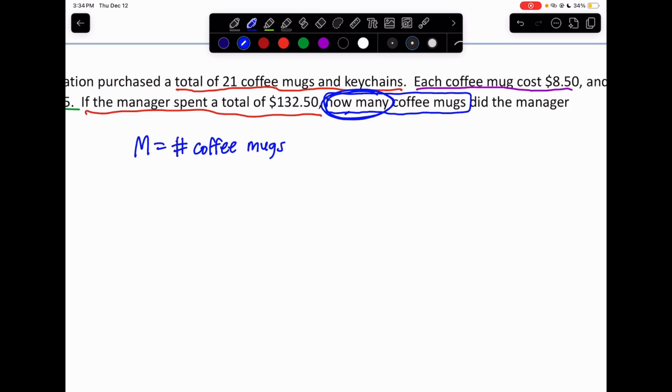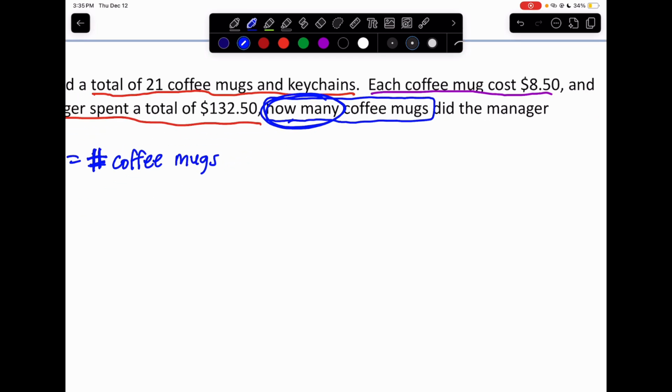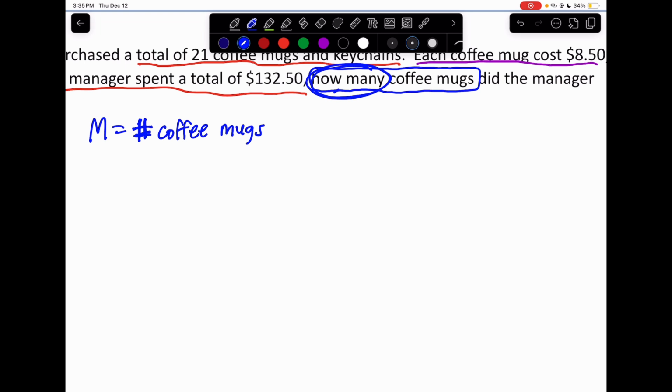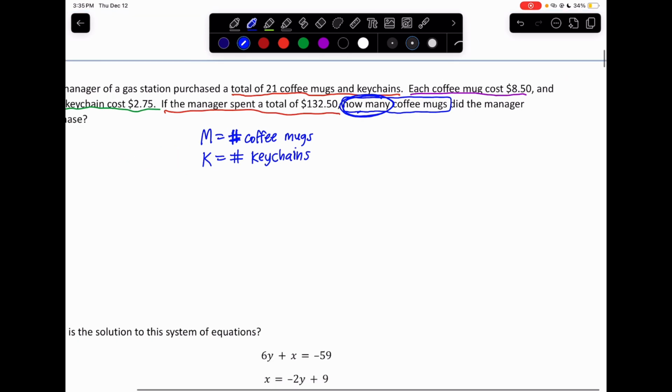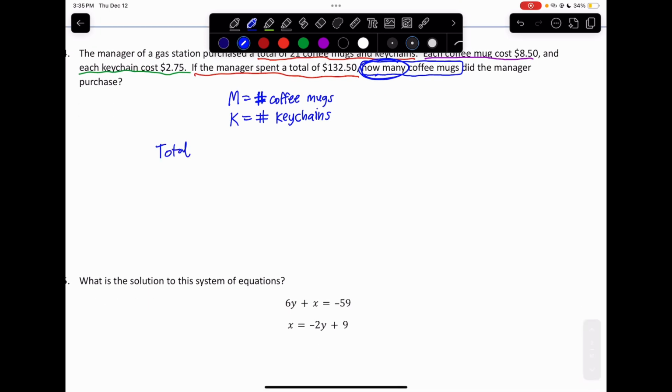And again, that number of is super important. I already know the price of a coffee mug. It's $8.50. I'm trying to find the number of coffee mugs. Okay, and then the other thing that I don't know is I'll use K to mean the number of keychains. Okay, so now that I know what my variables mean, I'm ready to use them in a sentence or an expression. So the first thing that I know about this manager is that the manager purchased a total of 21 coffee mugs and keychains combined. So I have a total. I love having a total because I know that part plus part equals total.